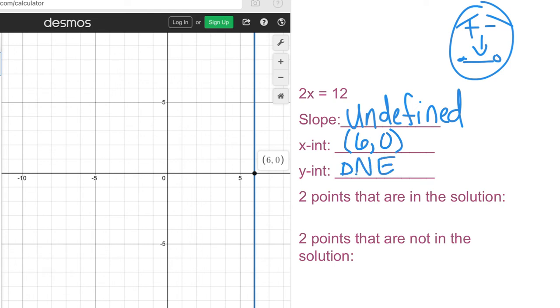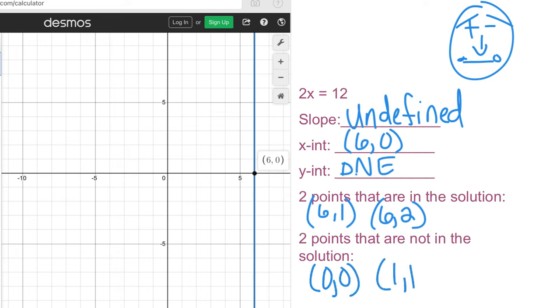Points that are in the solution are any points that exist on that line. So that point 6, 0 is one, but the point above it, 6, 1, is one. You could use 6, 2. Really anything that starts with a 6, because everything on the line is going to start with a 6. 6 to infinity this way, 6 comma to infinity that way. And then points that are not in the solution is anything that doesn't start with a 6. So 0, 0 or 1, 1 would be things that are not in the solution.